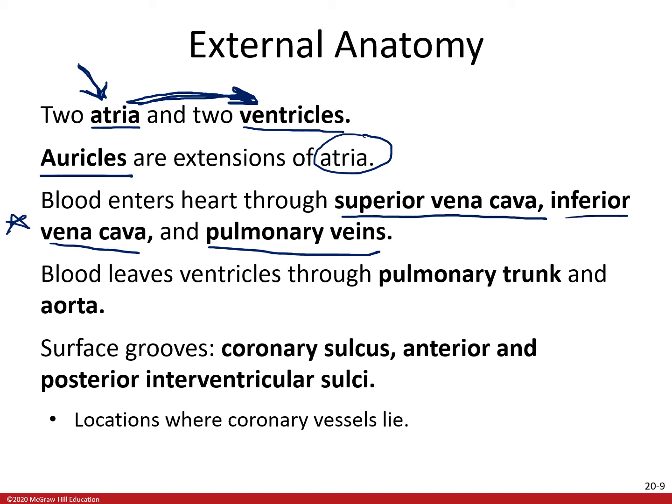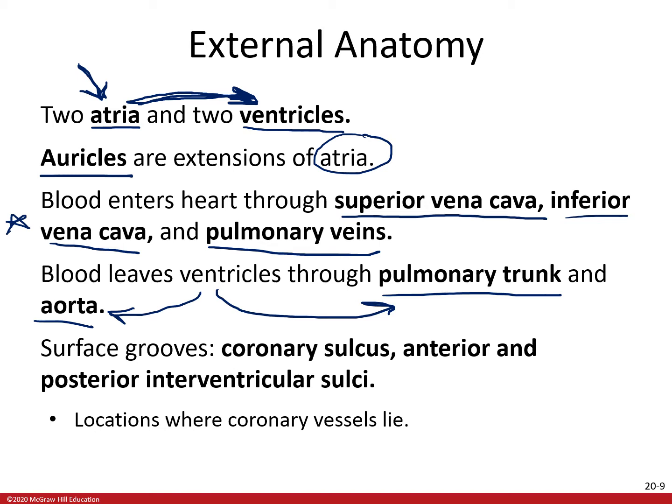How blood leaves is going to be from our ventricles through the pulmonary trunk or the aorta. Those are the only options of how blood is going to leave the heart. And specifically, it will go from ventricle to pulmonary trunk or from ventricle to aorta.